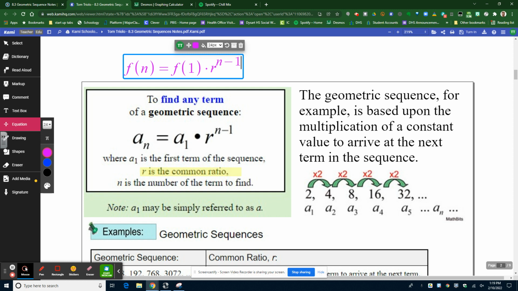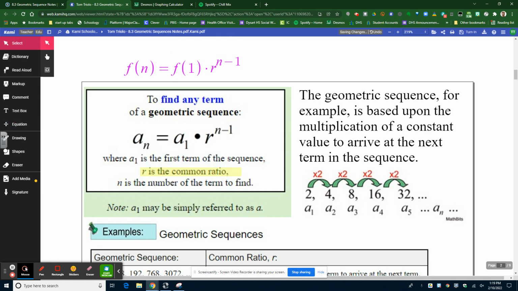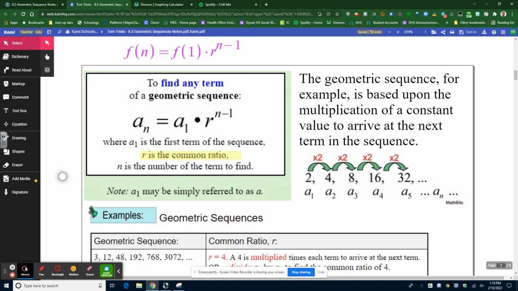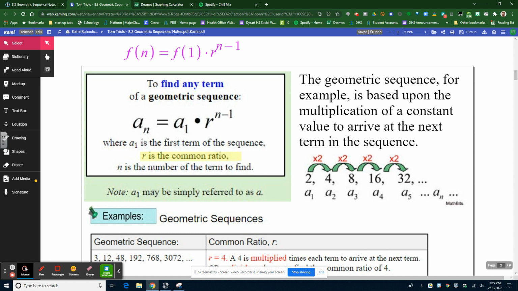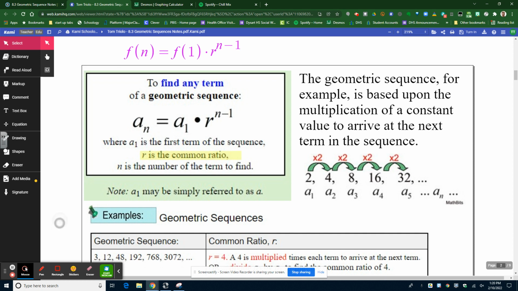Questions so far? All right. So here's some examples of some geometric sequences. Let's look at the one towards the bottom, 3, 12, 48, 192. You can see the numbers get big quick because we're multiplying. When you add, the numbers don't get as big as fast. So 3 times 4 is 12, times 4 is 48, times 4 is 192, etc.